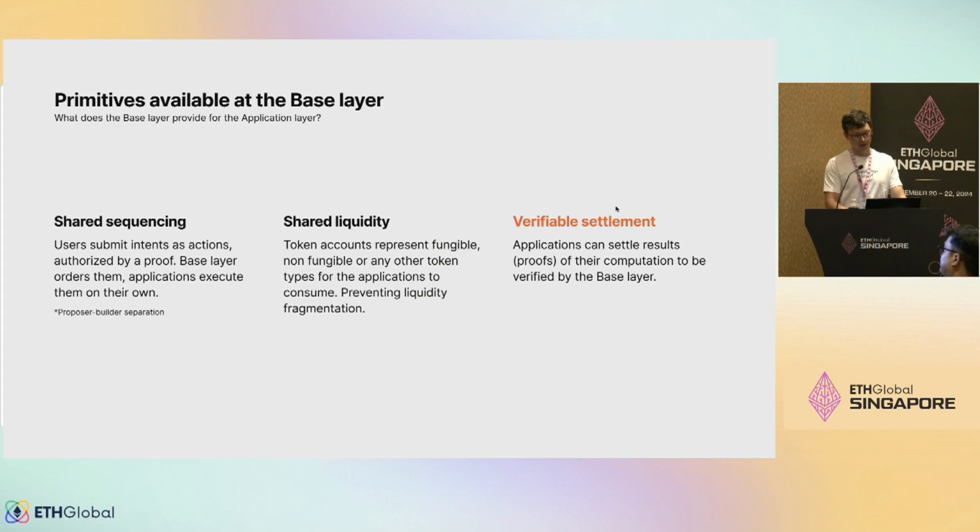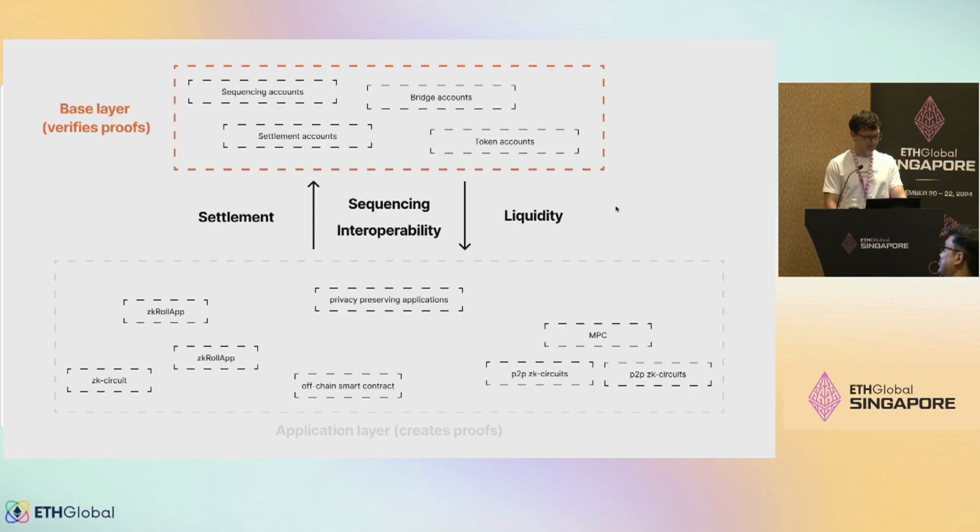And then verifiable settlement. Applications basically run off chain, and then they need to have some point in time where they say, all my execution that I did off chain, please verify that. That's called settlement, where all the transfers happen and stuff like that, and we use the base layer for that and therefore inherit the security properties of the base layer.